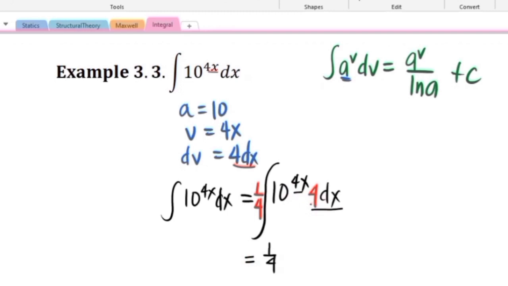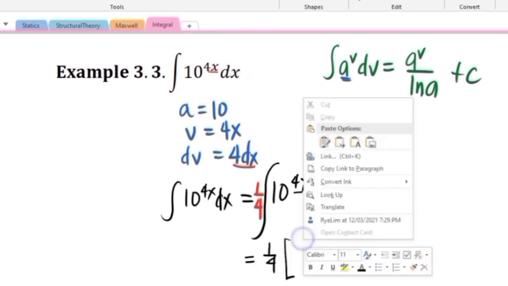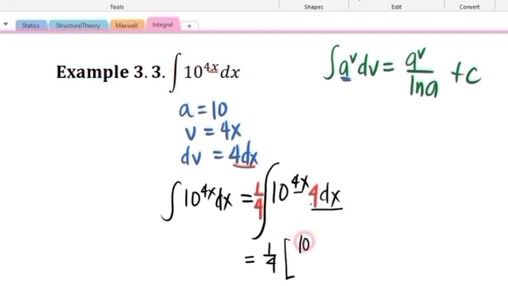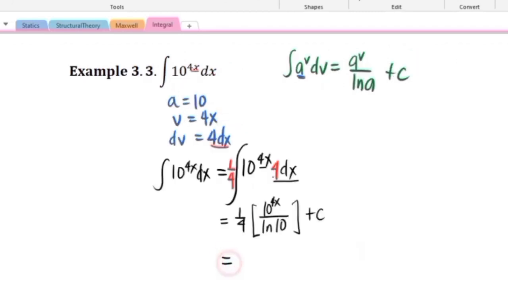The integral of 10 raised to 4x 4 dx is a raised to v, so your a is 10, your v is 4x, over ln of a, that is ln of 10, plus c. So this is equal to 1/4 times 10 raised to 4x over ln of 10 plus c.